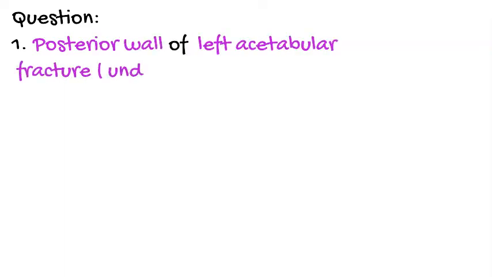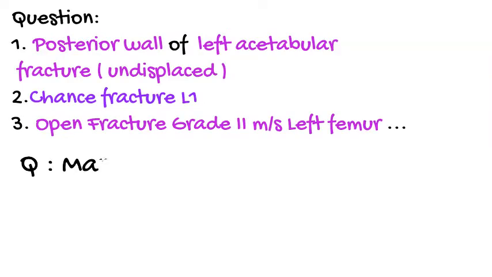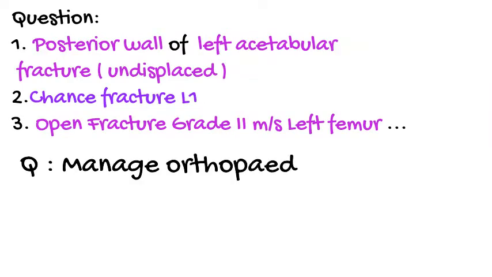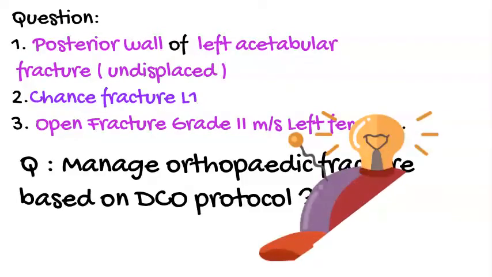Based on the earlier scenario, the patient has, number 1, a posterior wall of acetabular fracture, undisplaced in nature. Number 2, a chance fracture of lumbar L1. Number 3, an open fracture grade 2 of the mid-shaft of the left femur. The question is, how do you manage the orthopedic fractures based on the DCO protocol?